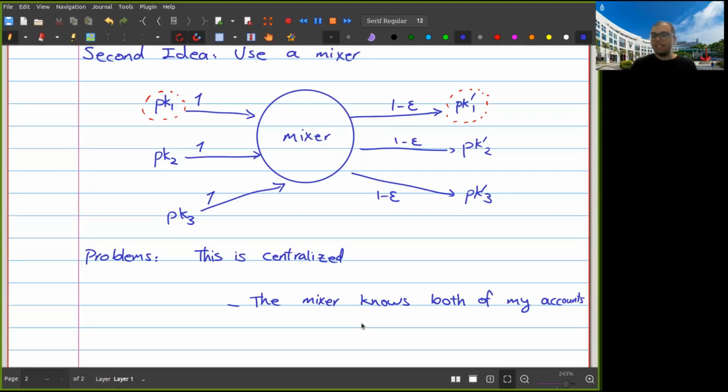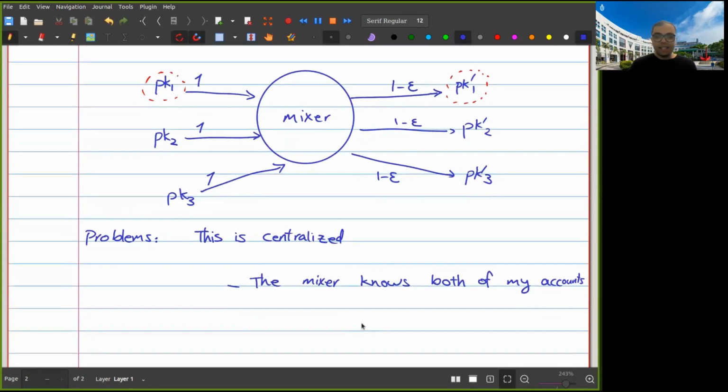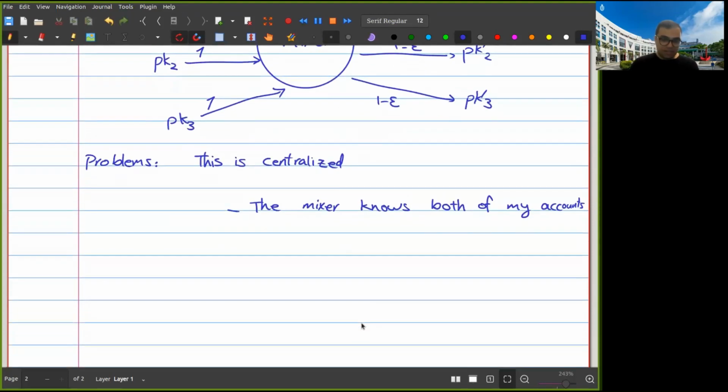Yes, this is exactly the problem as you mentioned in the chat. The mixer can keep the money. So this is the other issue. The mixer might steal my money, and there is nothing I can do about it.